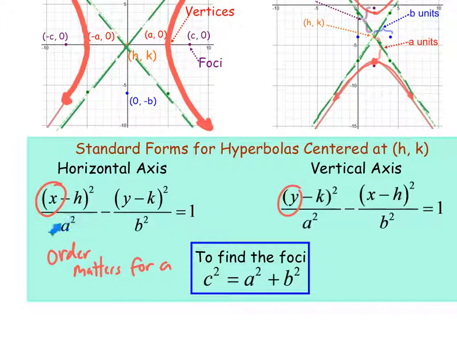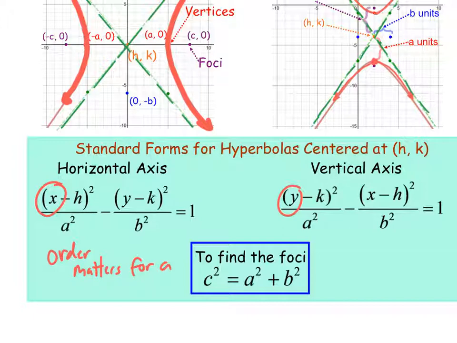So A is under X, so A would go in the X direction. B is under Y, so B would go in the Y direction. Now for a vertical one, A is under Y, so A would go in the vertical direction. And then B is under X, so B would go in the horizontal direction.